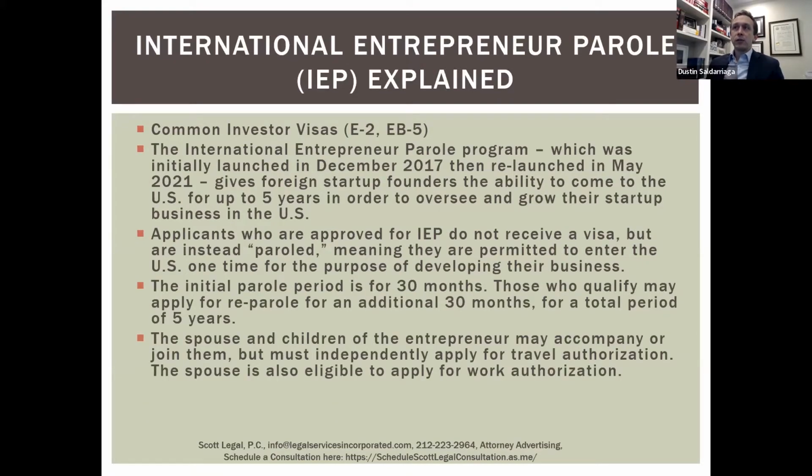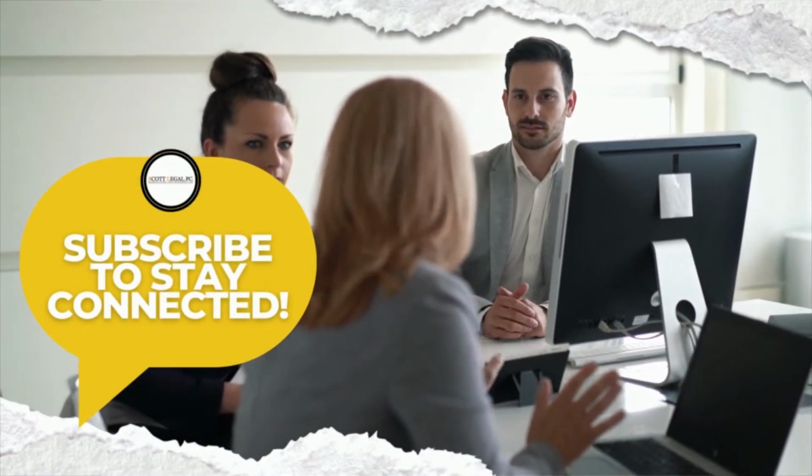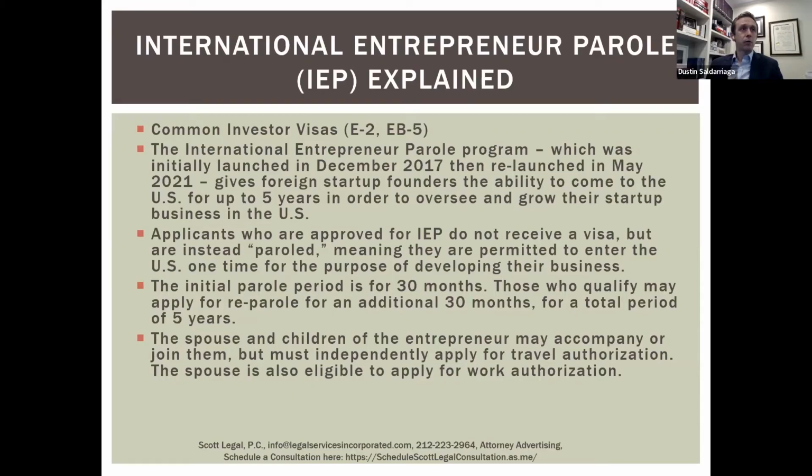So, the International Entrepreneur Parole Rule explained. The International Entrepreneur Parole Rule exists in the context of other investor visas. And like I mentioned before, the E2 visa and the EB5 green card are some of the most common alternatives to the International Entrepreneur Parole Rule. The E2 visa is a treaty visa. It is only for individuals who have a passport from what is called an E2 treaty country. There are about 80 countries that are E2 treaty countries. You can see the full list on the US Department of State's website.